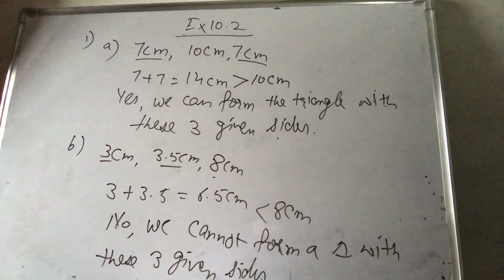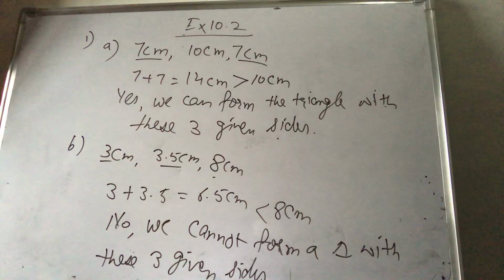We don't have to show the construction of the triangle. हमने बनाकर नहीं दिखाना है कि हम ट्रायंगल बना सकते हैं या नहीं. We just have to tell whether we can draw it, whether we can form it or not. That was question number 1.